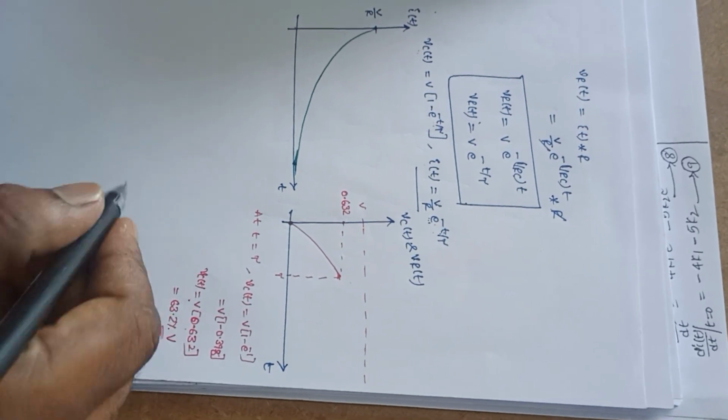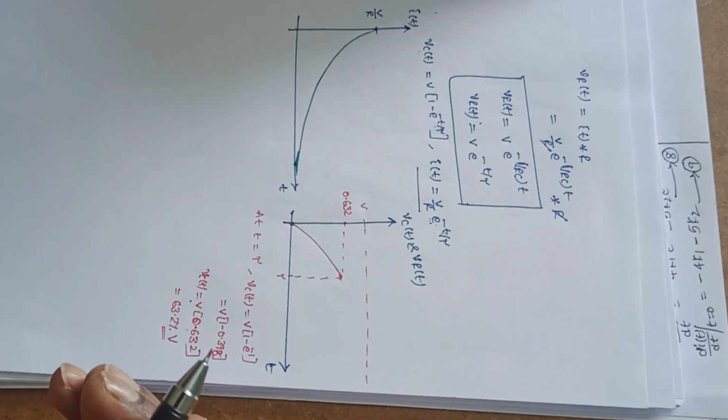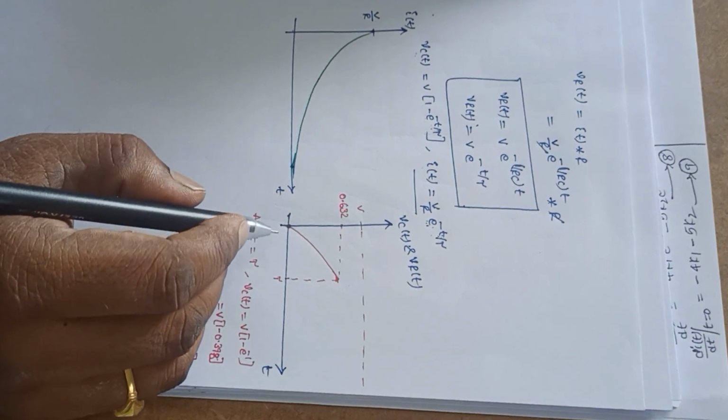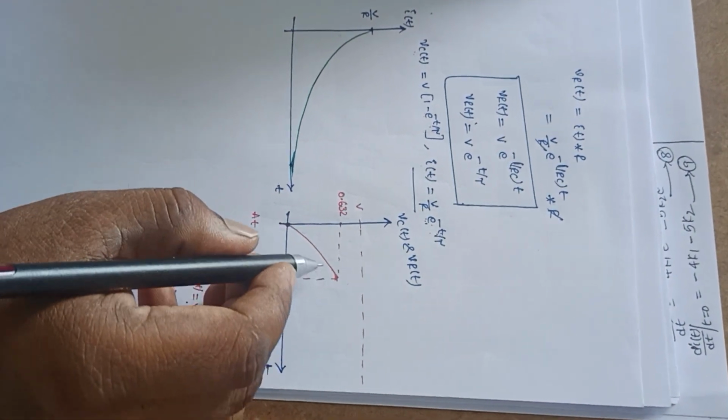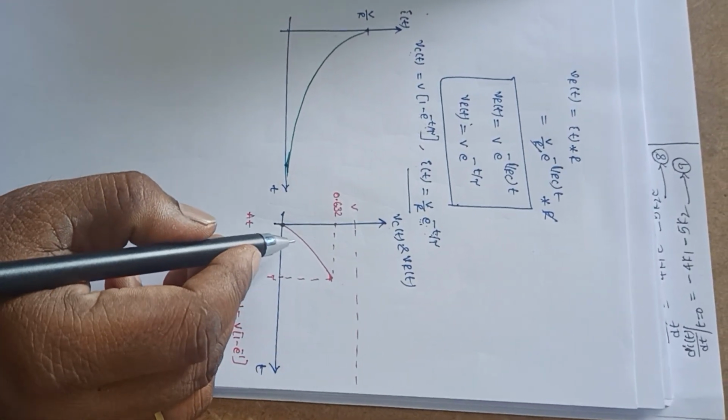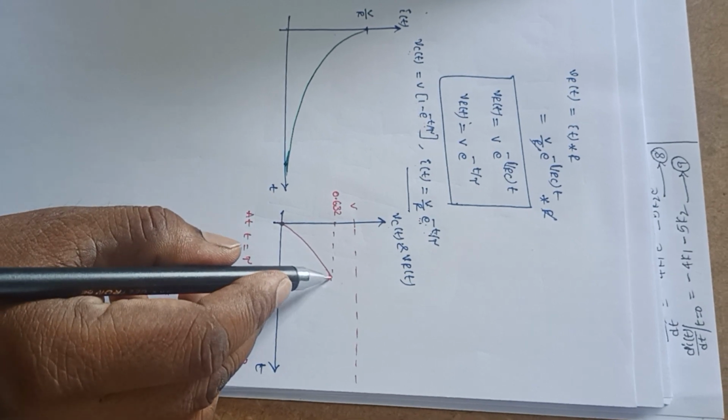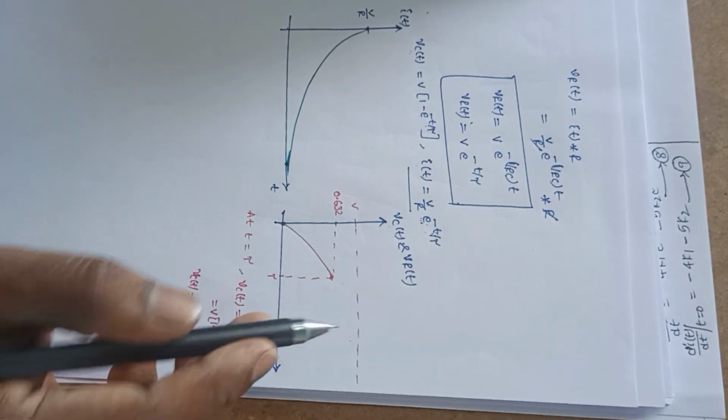So time constant, once again we can define it as the time required for the response, Vc of t, to reach 63.2 percent of its final value V.